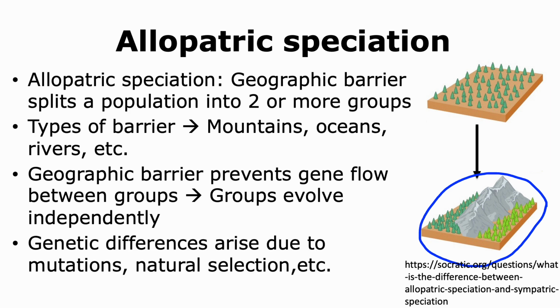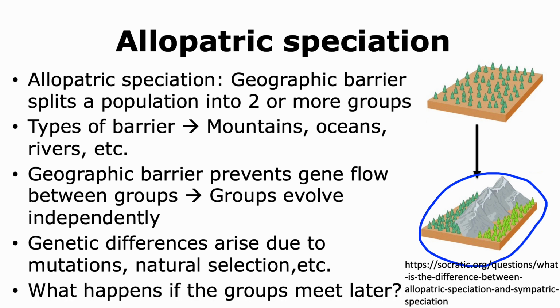There are more and more genetic differences between the individuals of the different groups, and these genetic differences arise due to mutations, natural selection, genetic drift, and other factors. Now, what happens if these groups meet later? Well, that depends on how much time has passed.